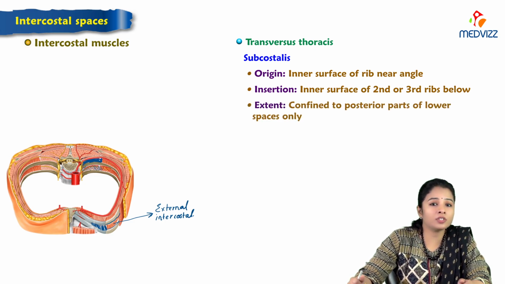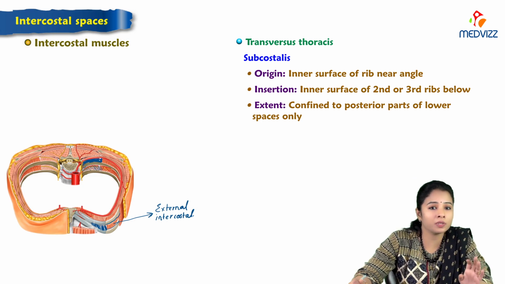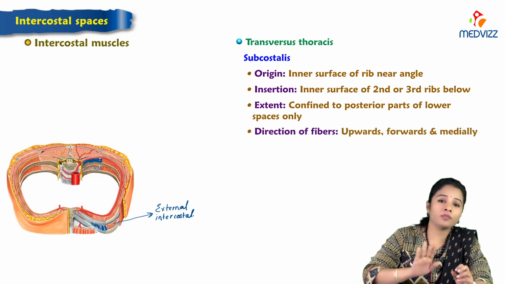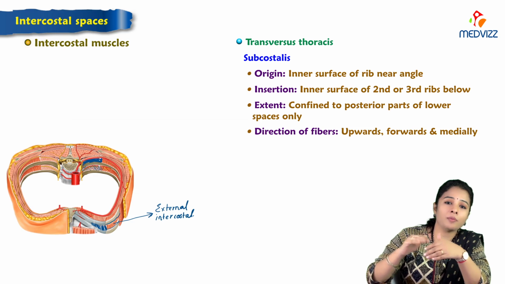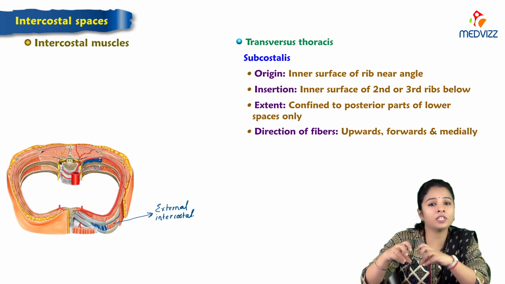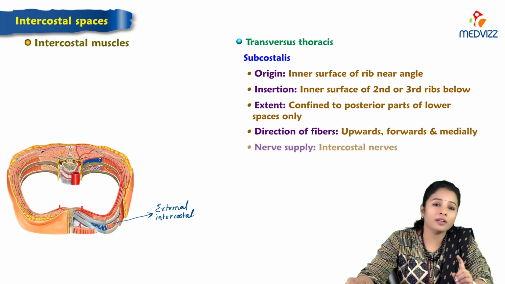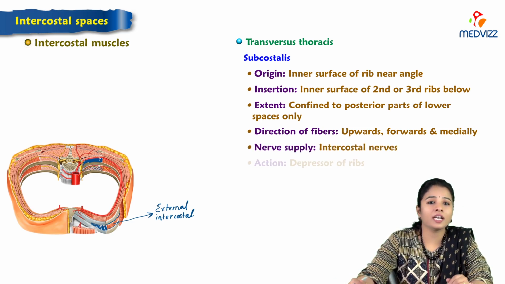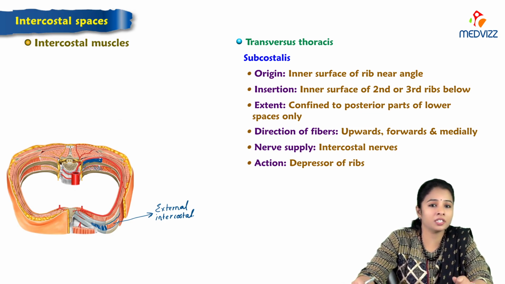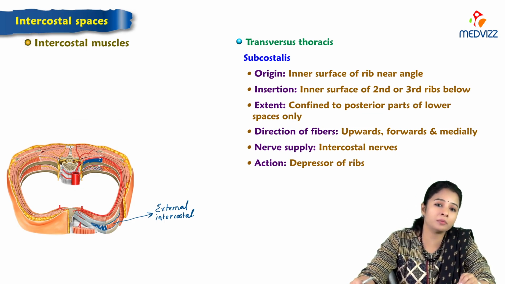And the extent of subcostalis, it is confined only to the posterior part in the lower spaces. It is not present in all spaces. It is present only in the lower intercostal spaces. And the direction is upwards, forwards, medially, along with the internal intercostal muscle. And the nerve supply is intercostal nerves, and the action is that they are depressors of the ribs. From posteriorly, they will depress the lower ribs alone.